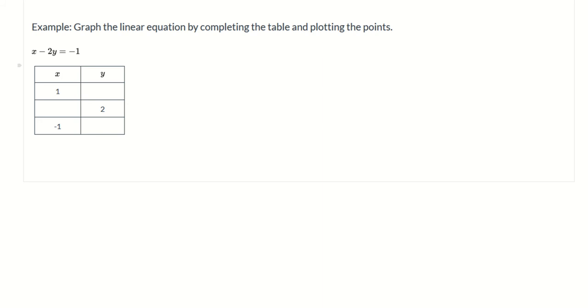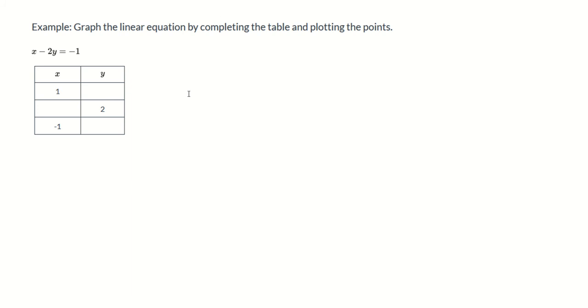Let's look at this problem. Graph the linear equation by completing the table and plotting the points. The equation we're about to graph is x minus 2y equals negative 1. First, let's complete the table.